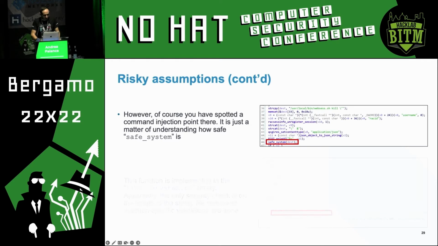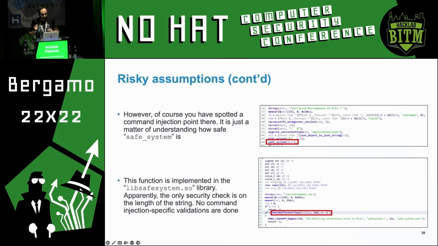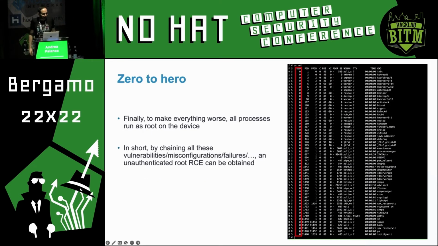And this function is implemented in the libsafe_system shared object, and apparently the only security check is done on the length of the string, by this curiously named check_buffer_overflow function. So no command injection specific validations are done. And finally, to make everything worse, all processes run as root on the device. So, in short, by chaining all these vulnerabilities, misconfigurations, and failures, an unauthenticated root remote code execution can be obtained. All of this because of a better program confirmation dialog.